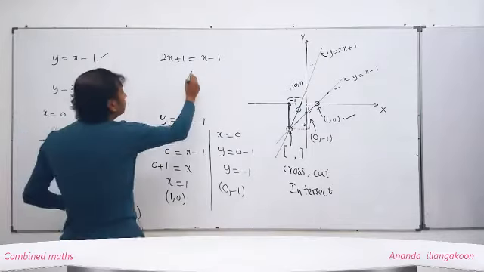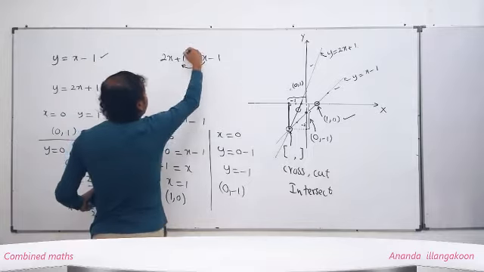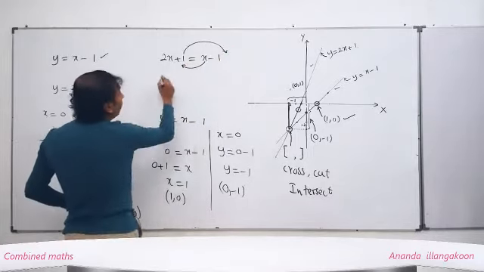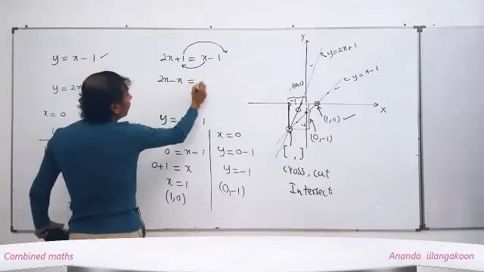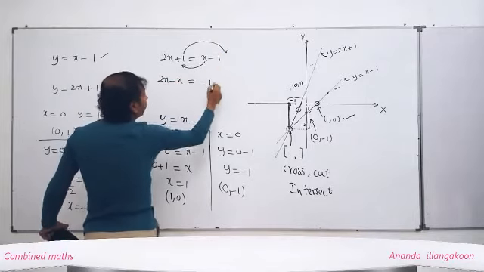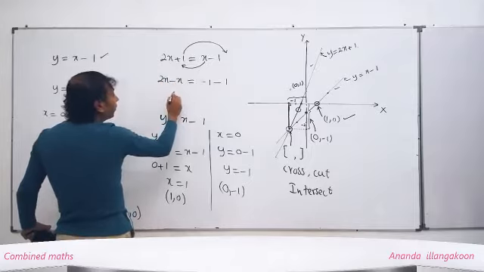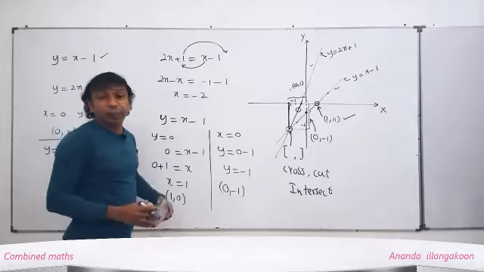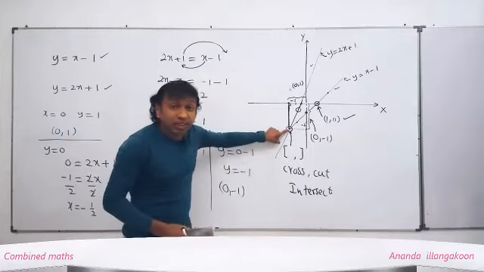Now once I bring this to this side, that will be minus 6. This one to the right, people, on the right hand side we get minus 1. Then we get 2x minus 6, and this is minus 1. Bring this to the right hand side, minus 1. Here we get 2x minus x is x, people. This is minus 2. Then you can very clearly understand that at the point, this x coordinate is minus 2.